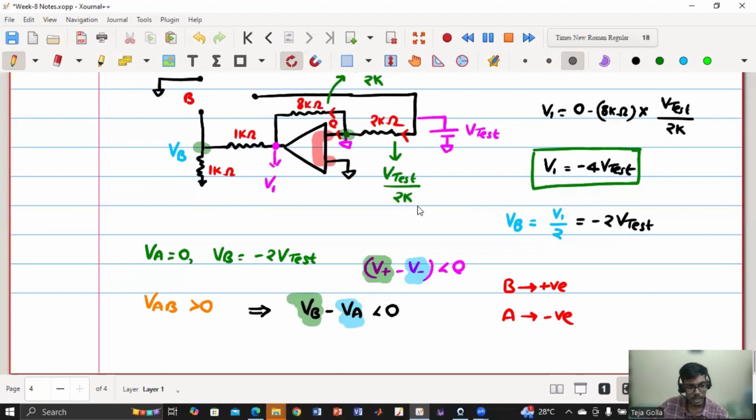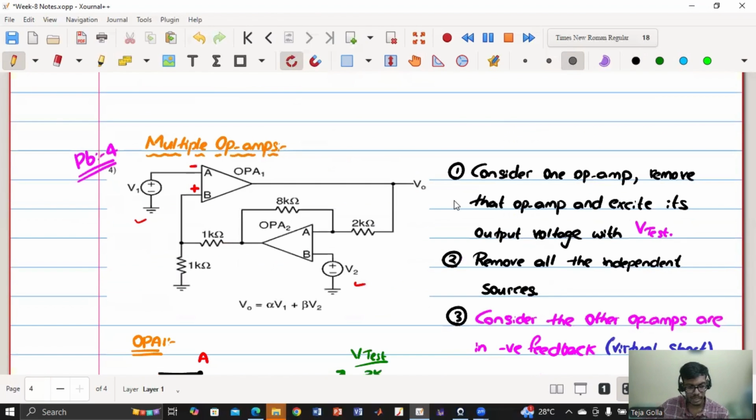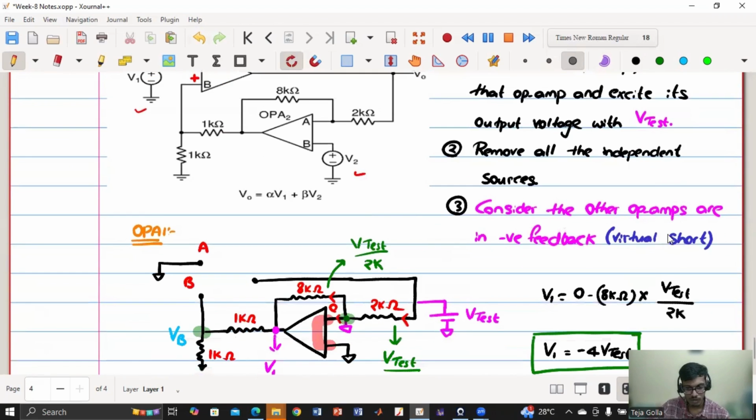So whenever there are multiple op amps, we should consider one op amp at a time. That op amp which we are considering, or for which we are trying to get the terminals, remove that op amp and excite its output voltage with V test and remove all the independent sources. So short the voltage source and open the current source. Now, what about the other op amps? We'll assume that other op amps are in negative feedback. Even though we don't know the terminals, we are free to assume that other op amps are in negative feedback, which means their input voltages are virtually short.